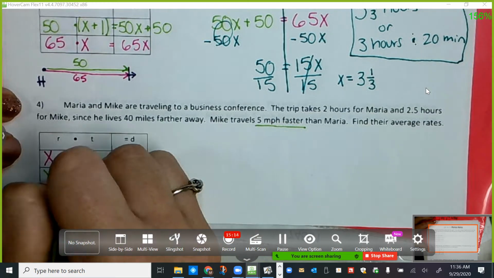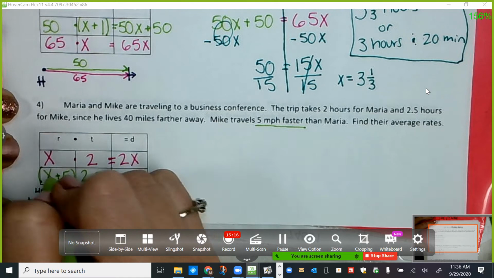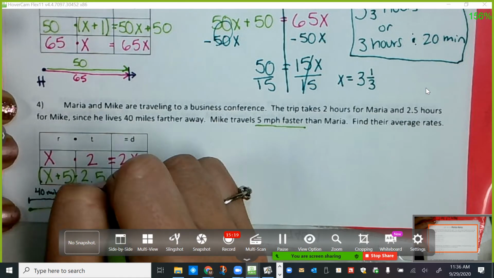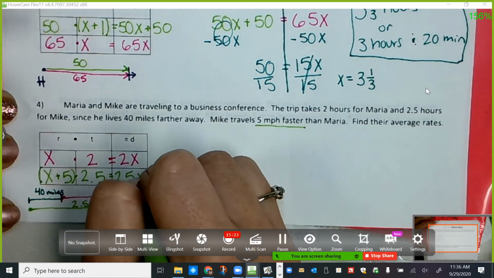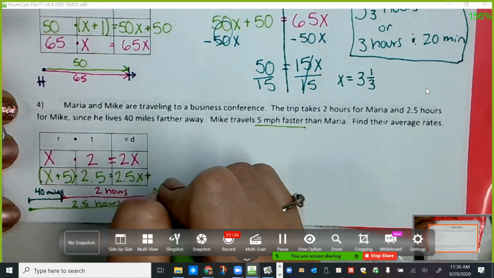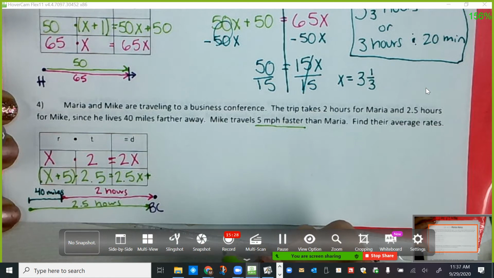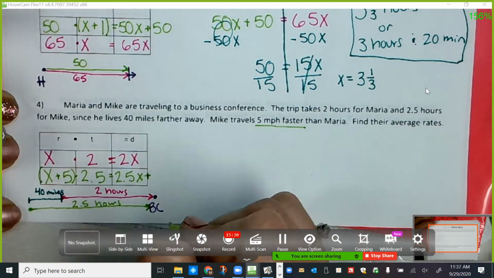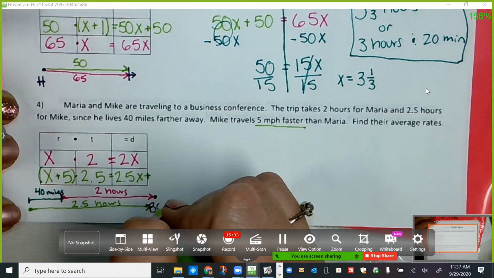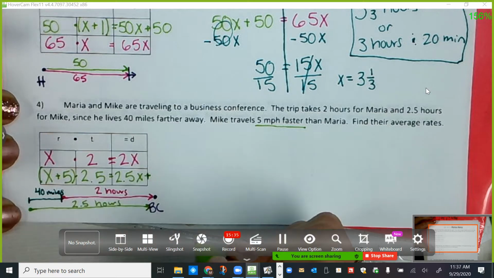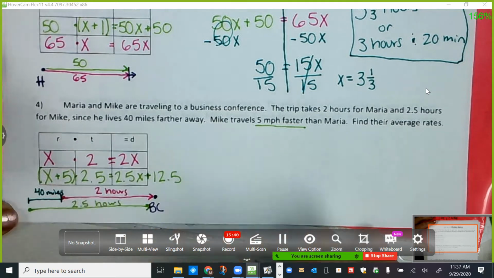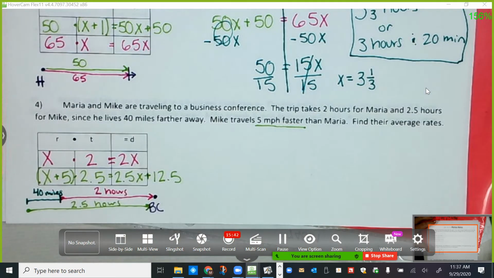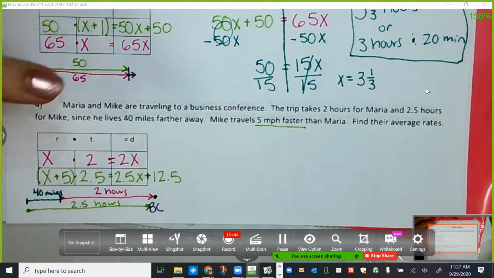Now here we have this, so we have to distribute. What's 2.5 times x? 2.5x. And then 2.5 times 5. 2.5 times 5. 12.5. Okay, so what do we know here? Did you subtract 40? Or 12.5?